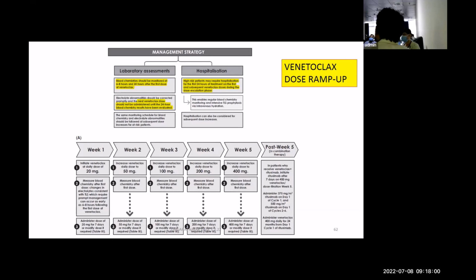Each time you increase the dose, once a week, you have to admit the patient and hydrate. Think about a drug which is oral, but you have to admit for one day, give hydration, give anti-TLS, then monitor and then discharge. Right? It's not an IV drug, it's an oral drug, and such an effective drug.